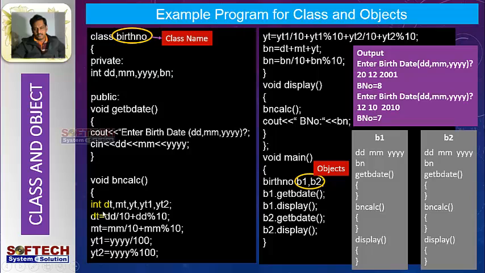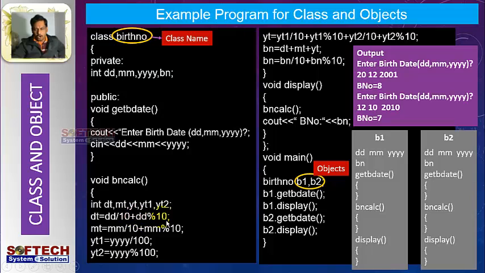from the birth date. These are the local variables: integer dt, mt, yt, yt1, yt2. These variables are for internal calculation. Their scope is available within this function only. We cannot access these variables outside this function. First, we calculate the date, because if it is a 2-digit number, we want to divide it into single digits. For example, in our case dd is 20. 20 divided by 10 gives 2. The result is 2.